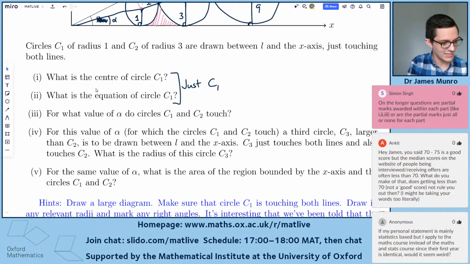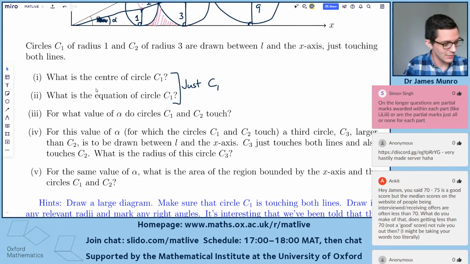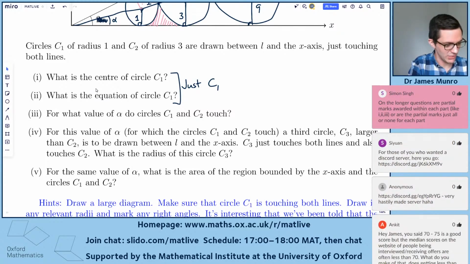Somebody has very hastily made a Discord, so I need to say that Oxford's not responsible for the content on external Discord sites. And actually, people have made multiple Discords, so good luck with that.